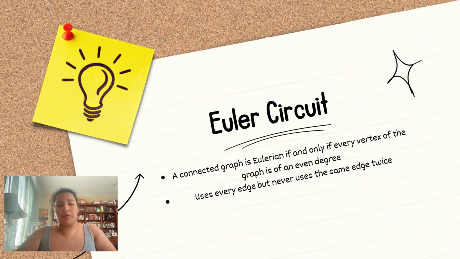Some real-life examples are mail delivery and street sweepers, because of the distinct route they must follow, with each stop being visited once and ending at the very beginning, as an Euler circuit would.